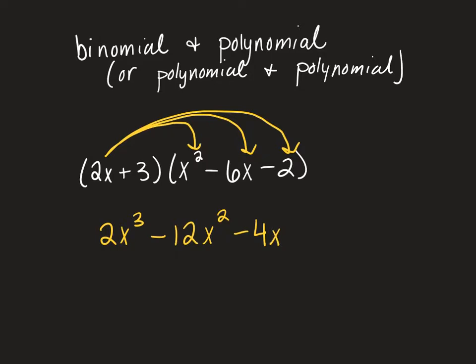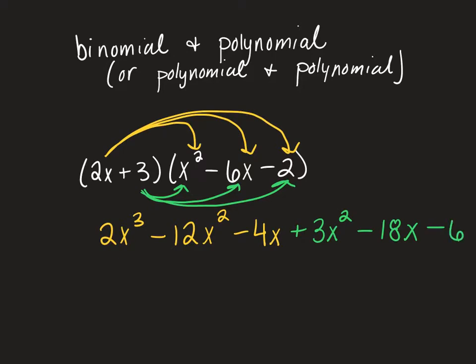All right, next, we're going to take our 3 and multiply it to every part. So let's go ahead and do that. And we're just going to tack it on the end here. And then we'll combine like terms when we're done. So we're going to do 3 times x squared to get a positive 3x squared. Then positive 3 times negative 6x, which is negative 18x. And then we have 3 times negative 2, which is a negative 6.